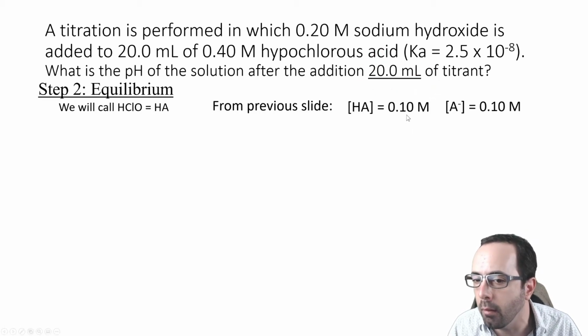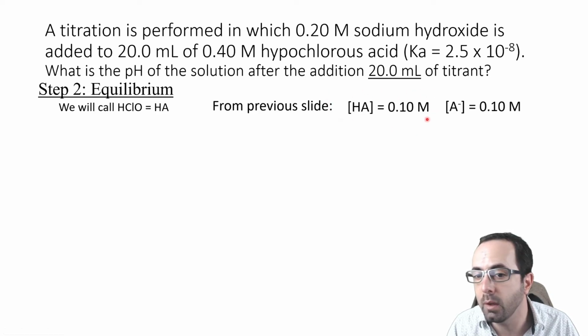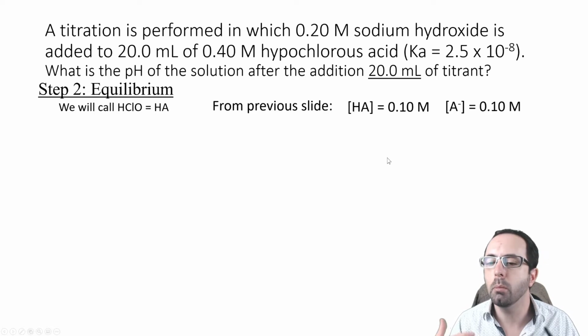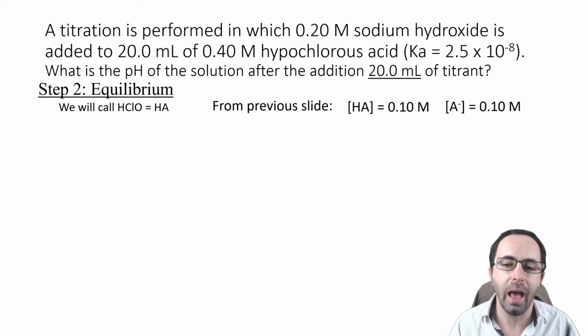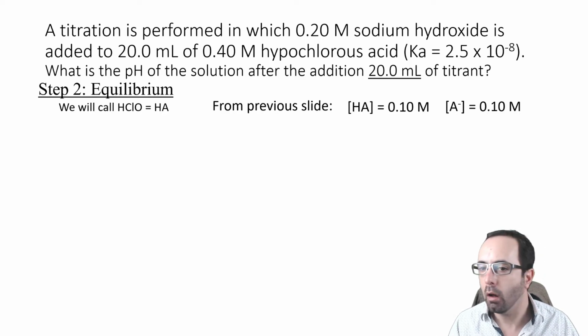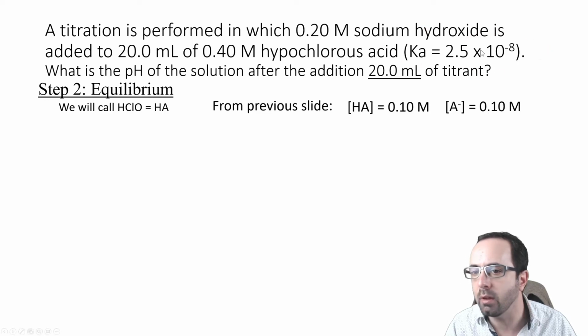Or you can see here, we're not at the equivalence point because we still have some of the weak acid left. When we're at the equivalence point, all of the weak acid will be gone. It will be turned into the conjugate base. So we are before the equivalence point. We are in the buffer region. So we have significant amounts of both the acid and the conjugate base. Also, we have a very small Ka, as we saw earlier.